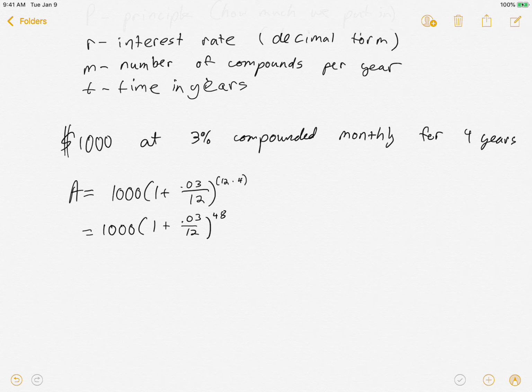And we can put that in the calculator exactly like it is. Let me pull my calculator over here, put it in. Let's see here, I have 1,000 times 1 plus 0.03 divided by 12 to the power of 48, and I get $1,127.32. Let's make it 33 cents. There was an 8 behind it, so we rounded up.